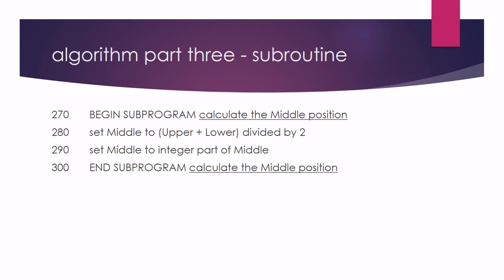The algorithm for calculate the middle position is upper plus lower divided by 2, and it sets the middle to the integer value of that middle part. Now if there's an 8 value array, upper plus lower is 1 plus 8, which equals 9, divided by 2, which is 4.5, and it's the integer value of middle, so 4. End program to calculate middle position.